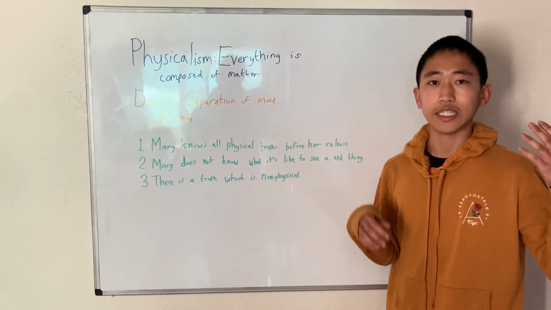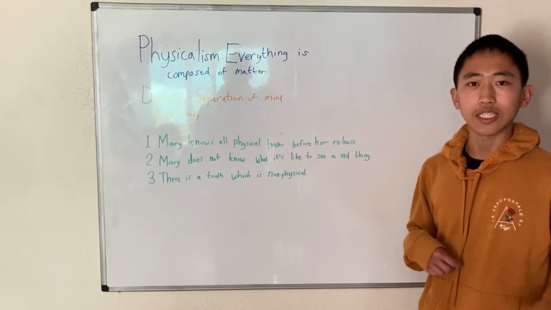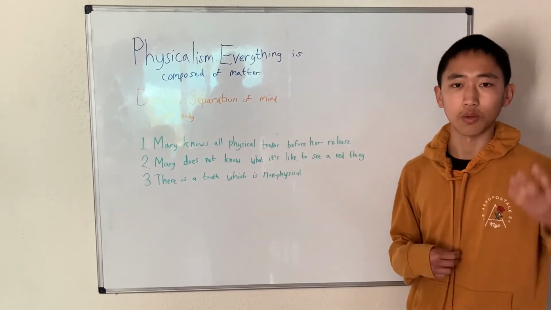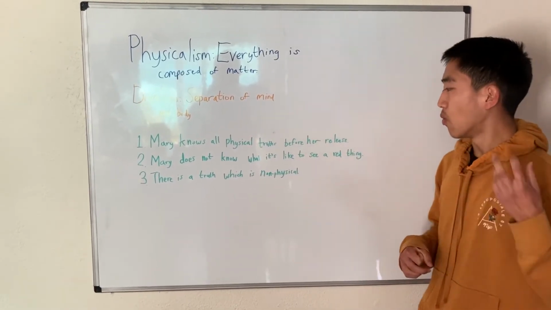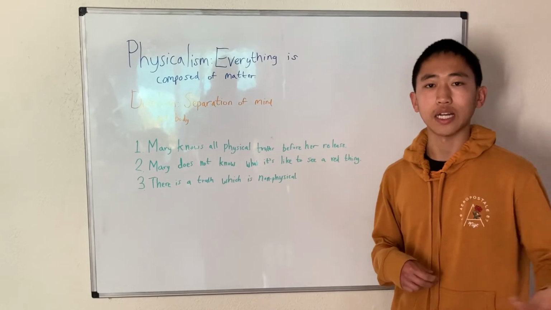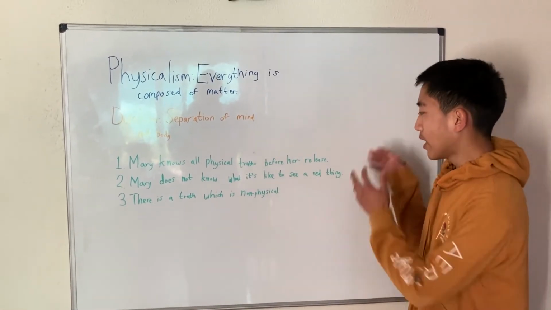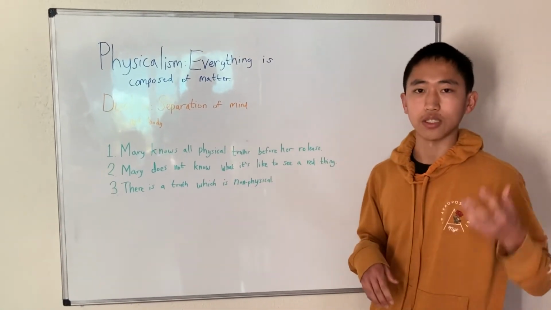Shelley summarizes the knowledge argument into 3 main points. Point number 1 is that Mary knows all physical truths before her release into the world of color. Point number 2 is that Mary does not know what it's like to see a red thing. She doesn't have the visual experience for that. Shelley argues that points 1 and 2 imply point 3, which is there is a truth which is non-physical.